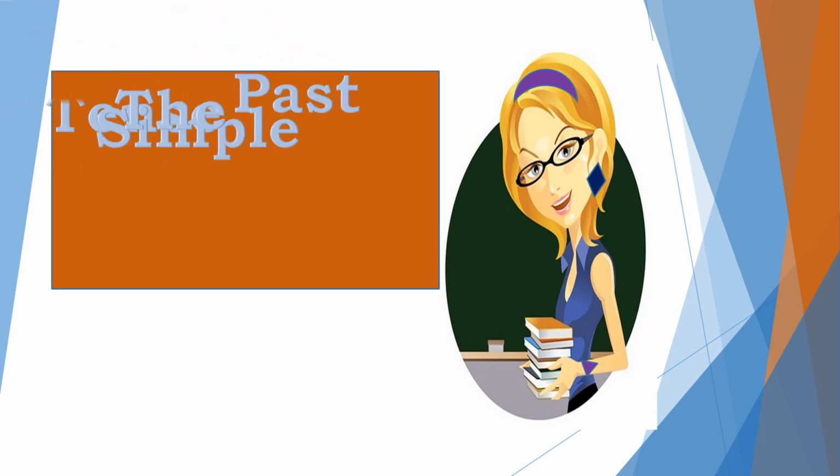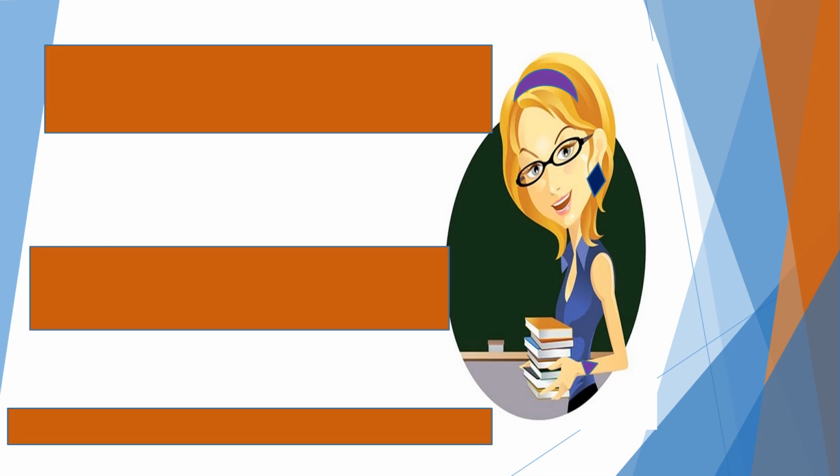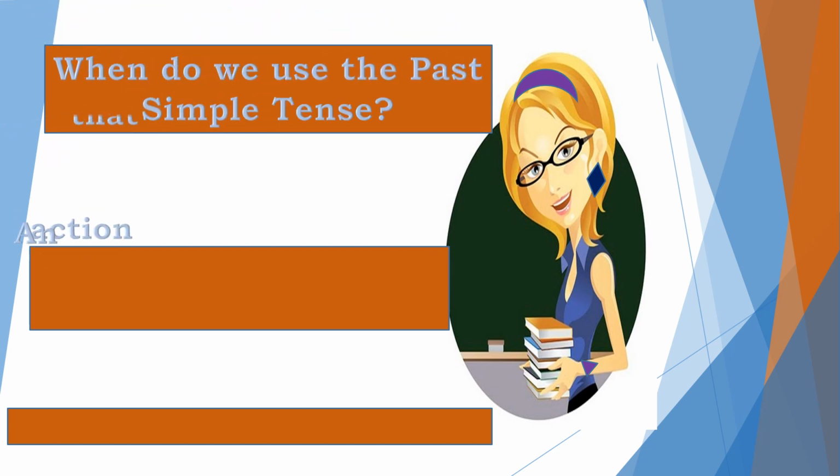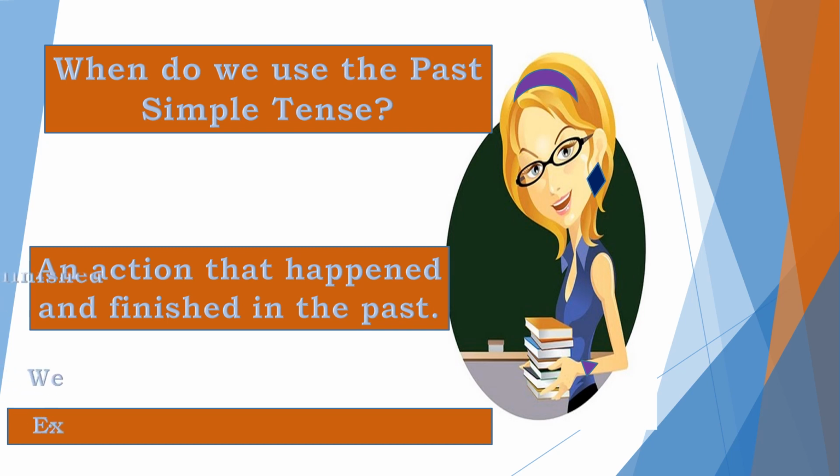Today we are going to study a new tense. We are going to study the past simple tense. So when do we use the past simple tense? We use the past simple tense to talk about an action that happened and finished in the past. It's done, completely done. Happened and finished in the past. For example, I have an example here that says, we finished the job yesterday. Yesterday is done. So we finished is the verb in the past simple tense.